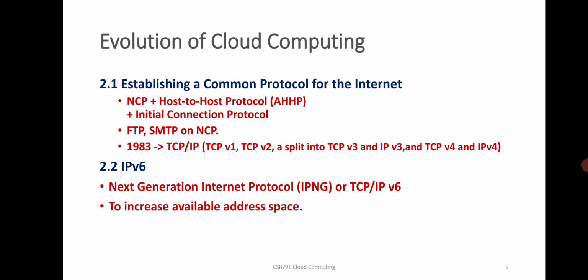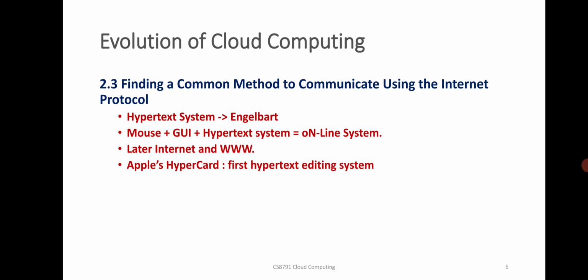In the year of 1983, the TCP/IP was introduced. IP address was introduced. After that, IP version 1, IP version 2, then IP version 3, then IP version 4. So 4 versions of IP addresses launched. Then IP version 6 launched after the year of 1983. The next generation of internet protocol is IP version 6. So the purpose of IP version 6 is to increase available address space.